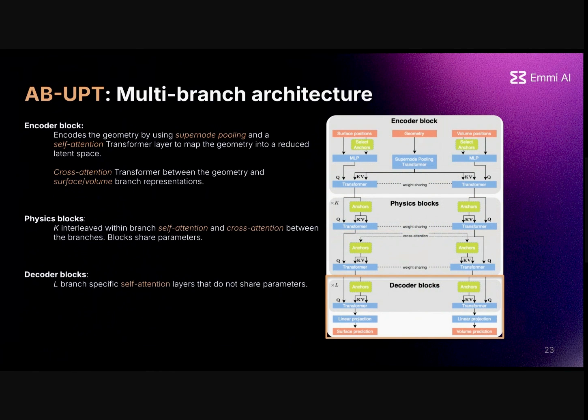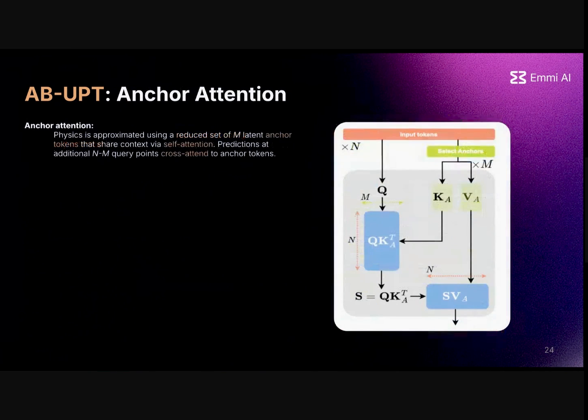And finally, we end up with a few branch-specific decoder layers, which do not share parameters. So the parameters of the physics blocks are shared between the two branches to model the physics within the surface branch and within the volume branch to come to the final output prediction. So this is our new multi-branch architecture. This is basically our model.